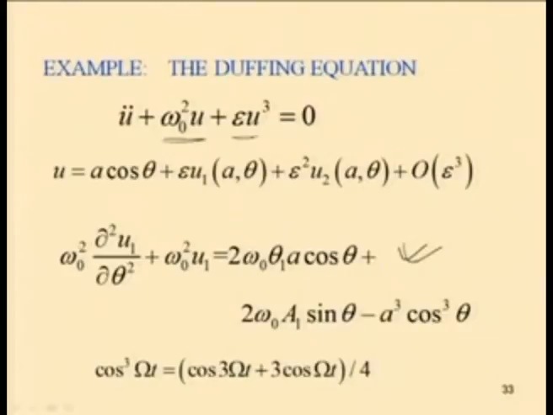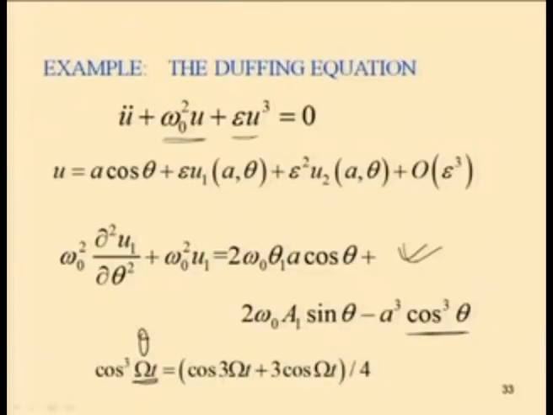So, it will be omega 0 square del square u 1 by del theta square plus omega 0 square u 1. So, this will be equal to 2 omega 0 theta 1 a cos theta plus 2 omega 0 a 1 sin theta minus a cube cos cube theta. So, now writing this cos cube theta equal to cos 3 omega t. So, for this omega t one can put theta.